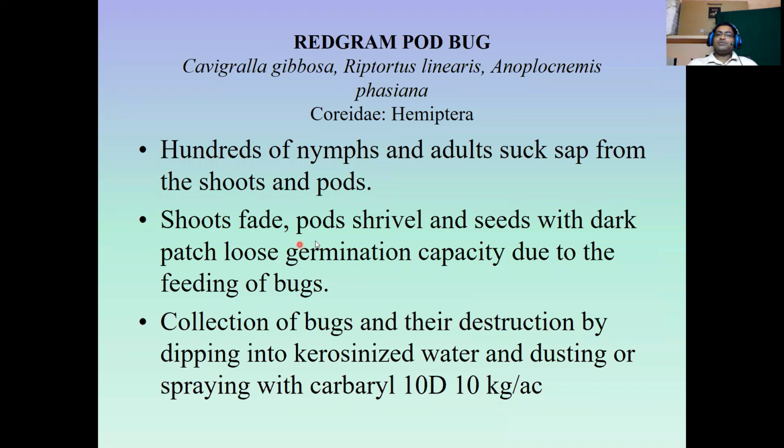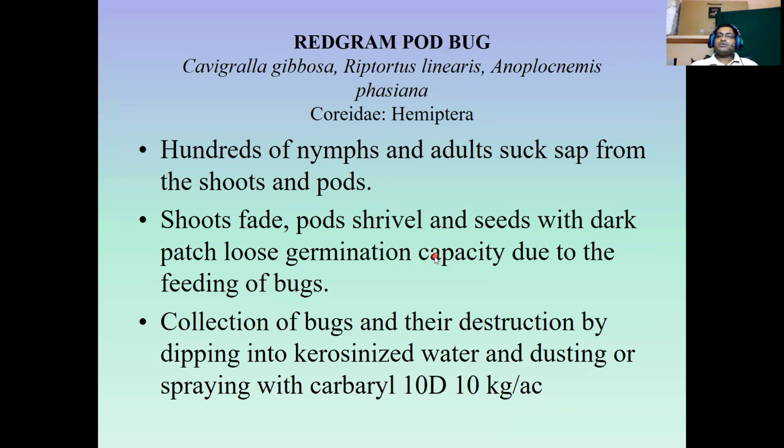Their sucking shrivels and fades the pods, revealing seeds with a dark patch and lost germination capacity. If they are abundant in the field, then you can expect some yield reductions. But with everyday monitoring and chasing out these bugs, you can easily minimize the incidence. Sometimes carbaryl is recommended, 10 kilogram per acre. So carbaryl you can expect.